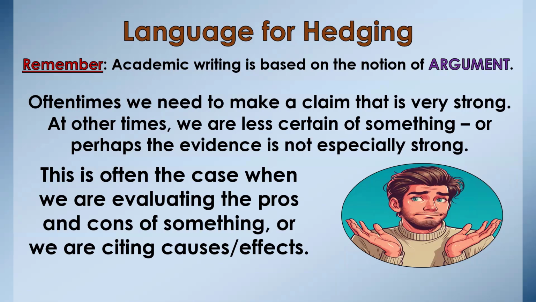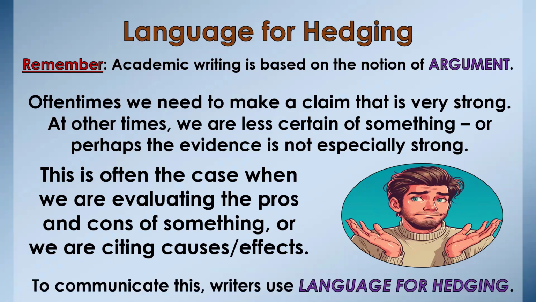We also talked about writing cause and effect essays. Sometimes we're very certain that something is a strong cause of something. Sometimes the cause is not direct. It could be loosely related to something. So we might want to use language for hedging. So let's get some practice with how we can use language for hedging to soften our argument.